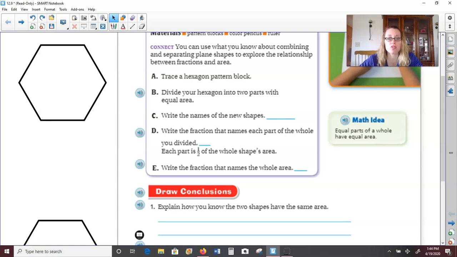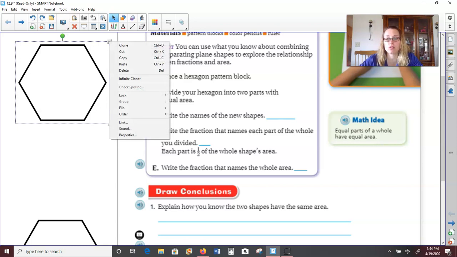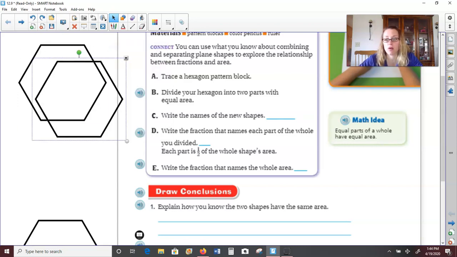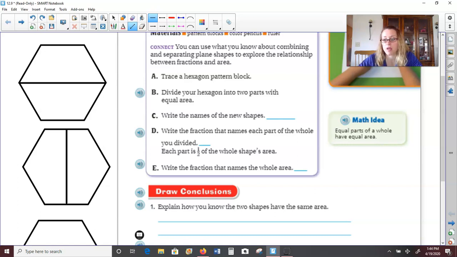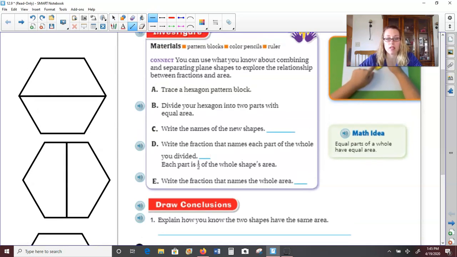And next, they want us to divide the hexagon into two parts with an equal area. And I'm actually going to show how we could do this two different ways. So I'm going to clone my hexagon so I have two of them, because you might be looking at your hexagon and thinking that you could draw a horizontal line going across the middle, or you might be thinking, let's draw a vertical line going straight down the middle. So either way would be correct because it's dividing your shape into two equal parts, like part B told us to do.